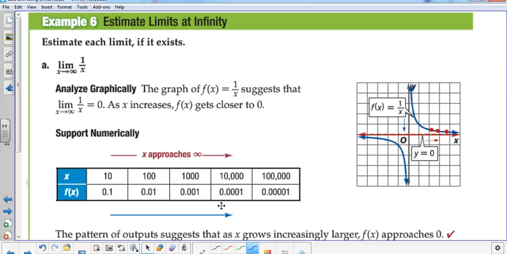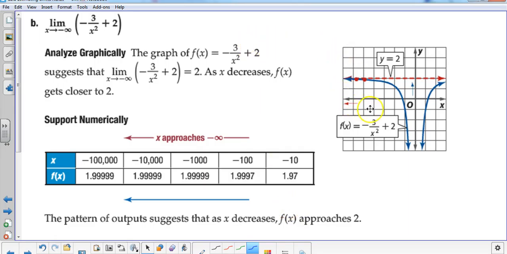Many times it will approach a constant. This one approaches 0. As you go to positive infinity, do you see it's getting closer and closer to 0 off to the right? They put some really big numbers in and it was getting tinier and tinier. It's approaching 0. This particular graph has a horizontal asymptote, so it approaches 2. Notice the y value is close to 2, whether we're at negative 100,000 or negative 10. As x approaches negative infinity, it's getting closer and closer to 2.